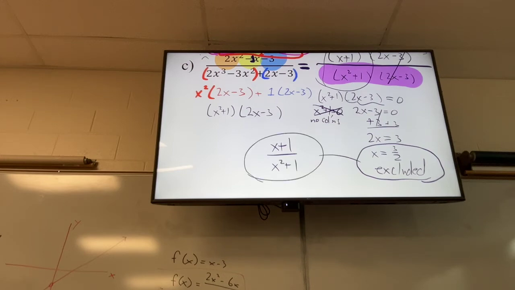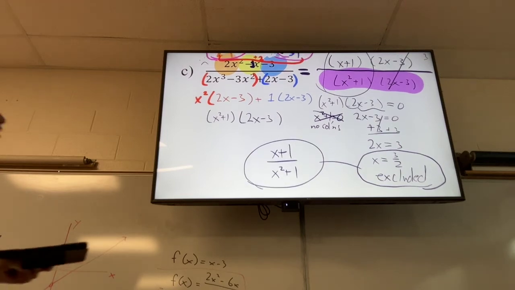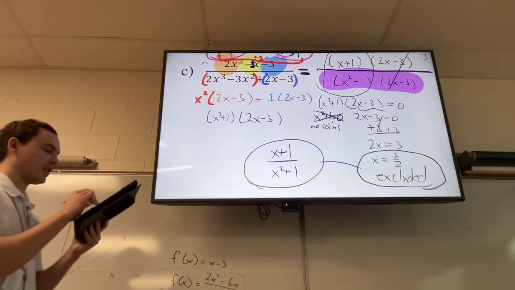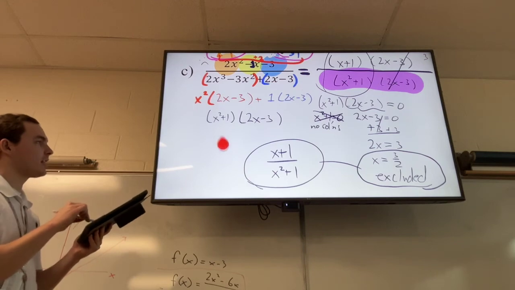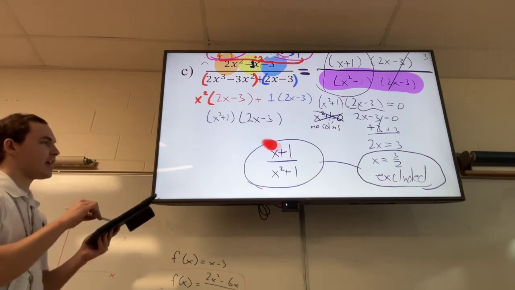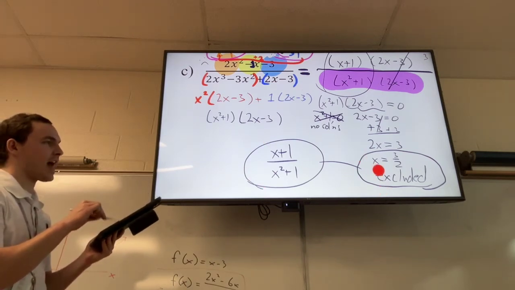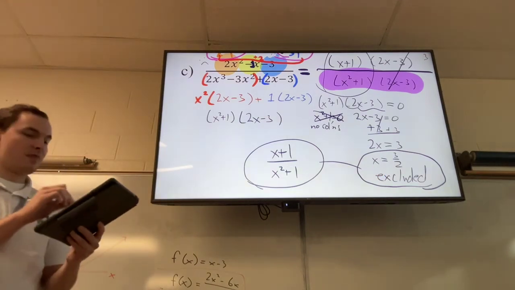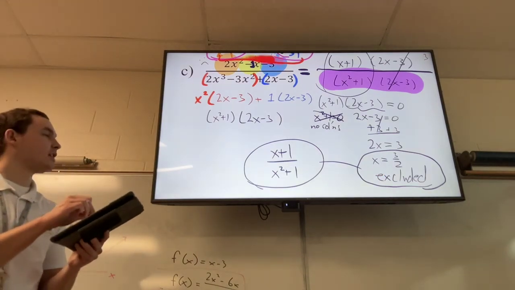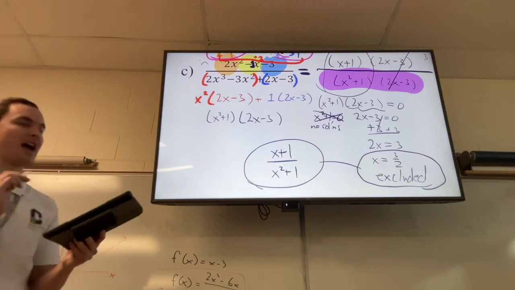Okay, so what this means is the graph of this original function here looks just like the graph of this function, except x equals 3/2 is excluded from the domain. And if we were to graph this function, there'd be a hole in the graph right where 3/2 is.